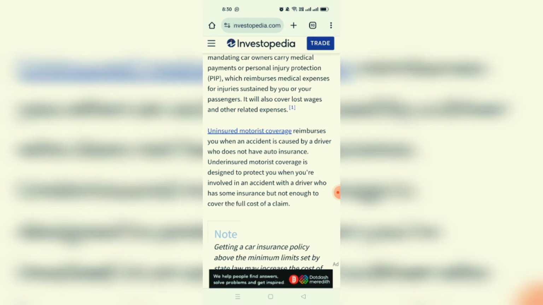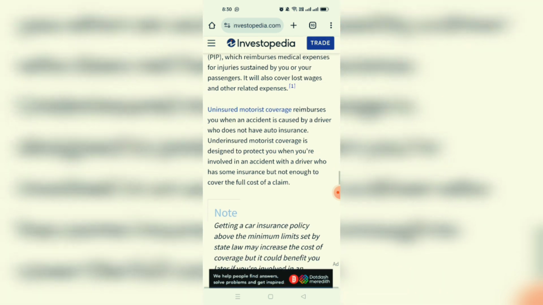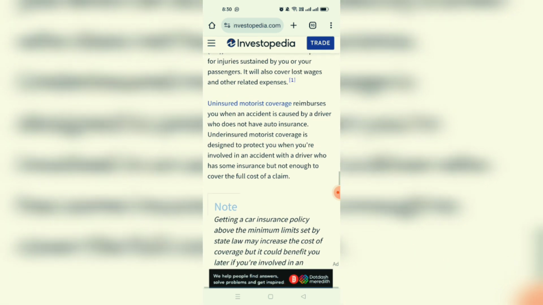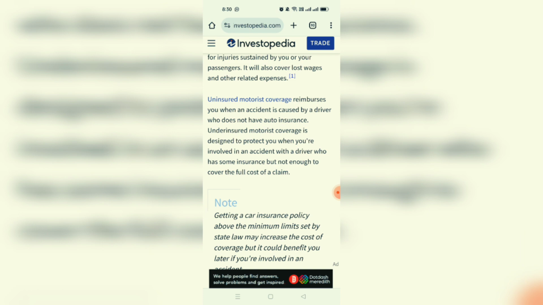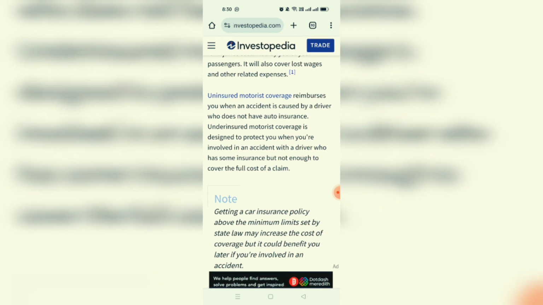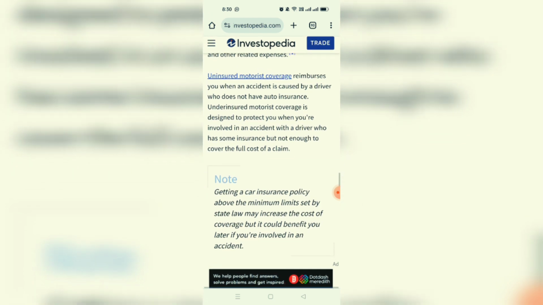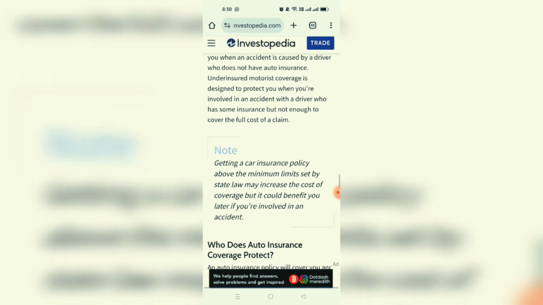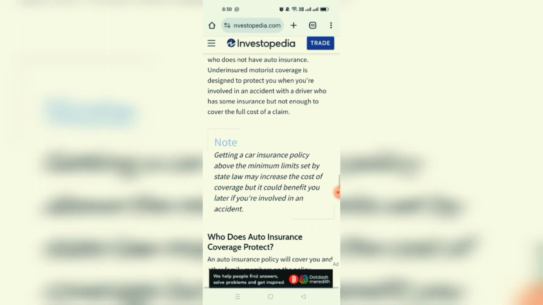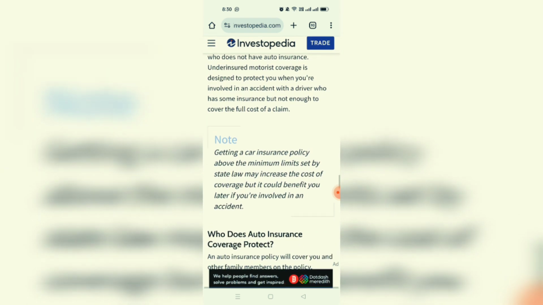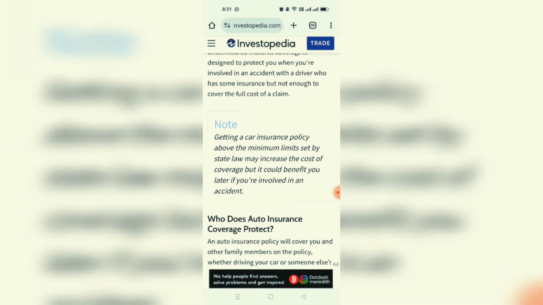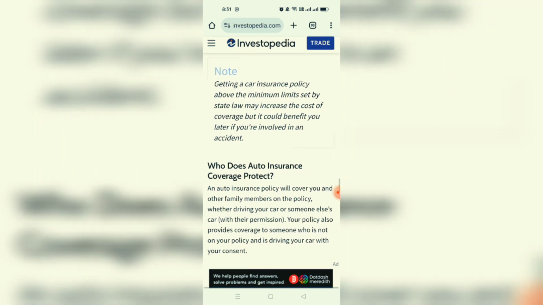Uninsured motorist coverage reimburses you when an accident is caused by a driver who does not have auto insurance. Underinsured motorist coverage is designed to protect you when you are involved in an accident with a driver who has some insurance but not enough to cover the full cost of the claim. Getting a car insurance policy above the minimum limit set by state law may increase the cost of your coverage, but it could benefit you later if you are involved in an accident.